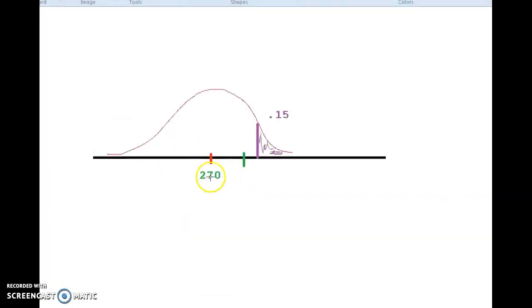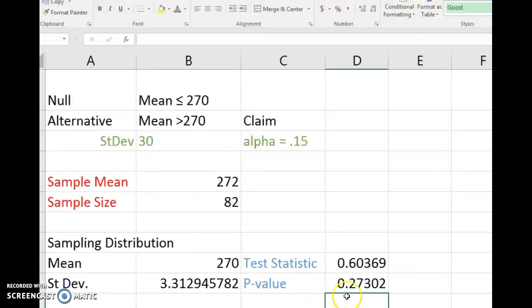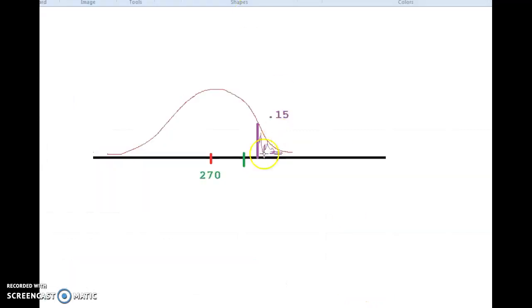Basically what happened, we assume that the null hypothesis is true, so we get a normal distribution with 270 in the middle. Our sample came back right here. It had about 27% chance of having a distribution there or even further away. And we were only going to reject the null if we found that it was only 15% likely, so if it was even further into the tail. And so it's not far enough in the tail for us to reject.